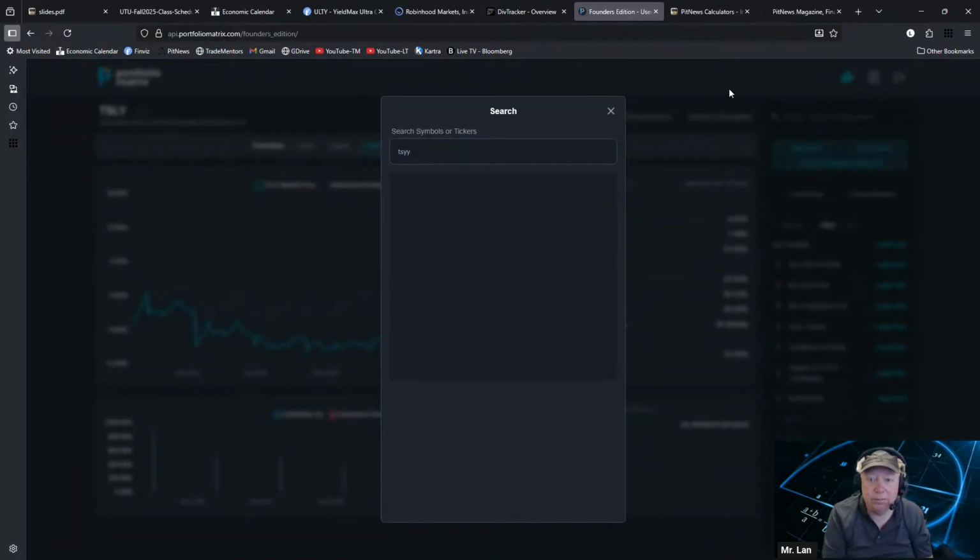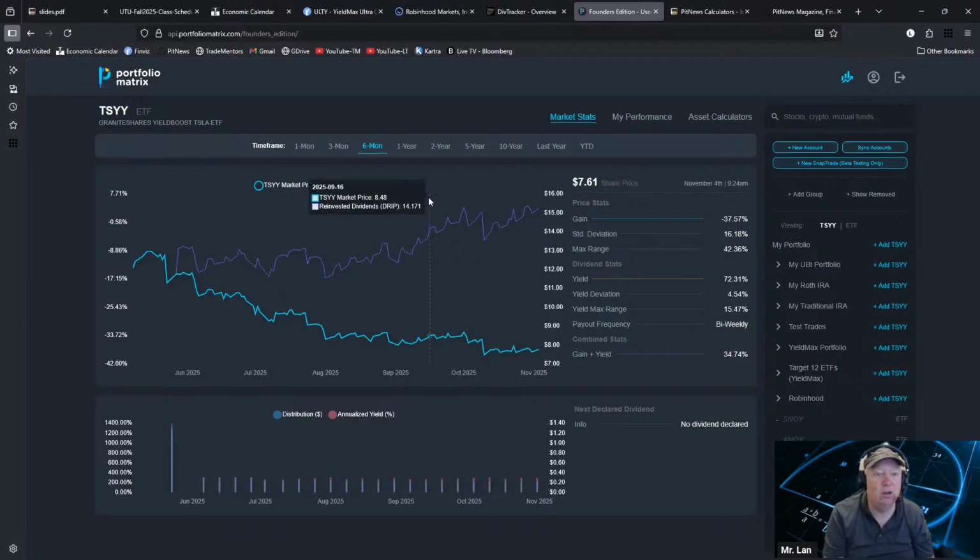Now let's go look at TSYY. Now these guys, this is the Granite Shares, and they are the ones who trade the put options, not call options. So their gain, they're negative 37. That's from the beginning, clear back here. That's been going down, right? The yield is 73% or 72%. So they're at 34% return. 34% is still a lot of money.